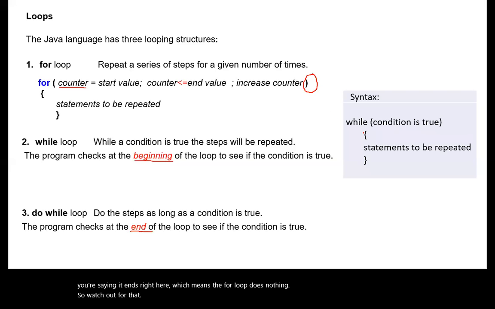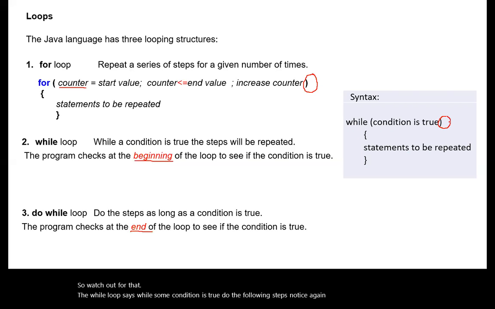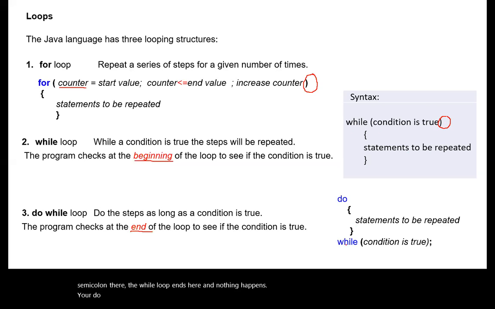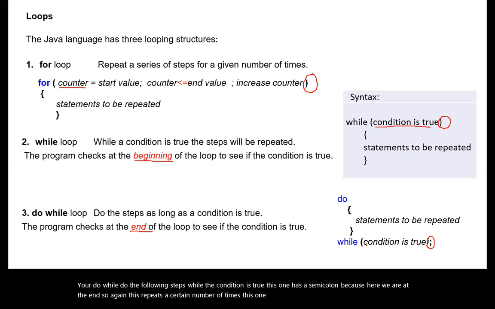The while loop says while some condition is true, do the following steps. Notice again, no semicolon. If there's a semicolon there, the while loop ends here and nothing happens. Your do while, do the following steps while the condition is true. This one has a semicolon because here we are at the end. So again, this repeats a certain number of times. This one works checking at the top. This one works by checking at the bottom.